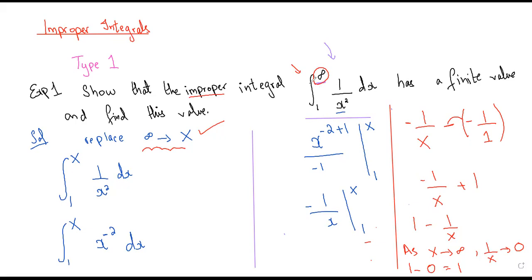Now step 1 would be this one: replace infinity with x, do your basic integration the way we do it, and once we are done with the integration, just plug in the limits. Since one of the limits was infinity, just see what would be the value of this thing and then write down the final answer. This is the first question.